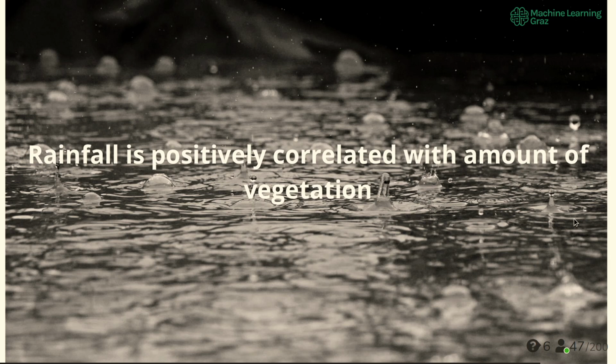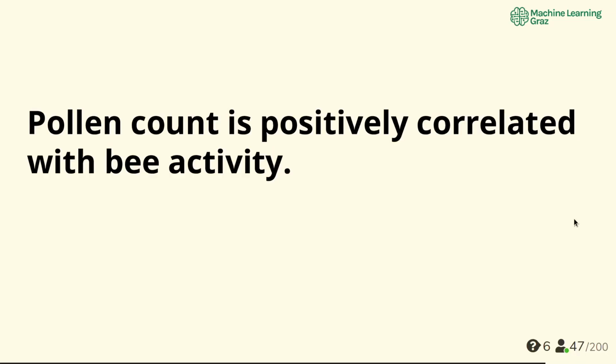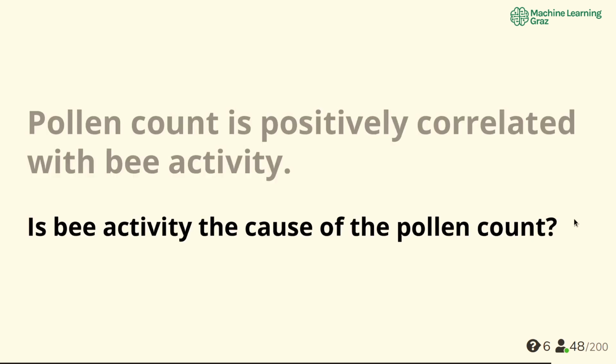So let's go through some examples of correlations. Rainfall is positively correlated with the amount of vegetation. If it never rains, there's no vegetation. As simple as that. Another one is pollen count is positively correlated with bee activity. And I have a question for you. Is bee activity the cause of pollen count? The question is if bee activity causes the pollen count.